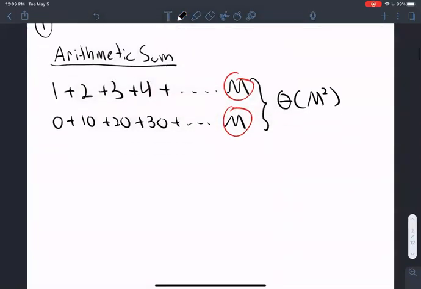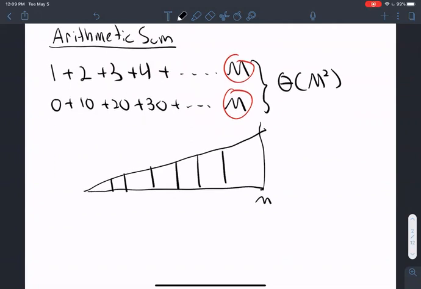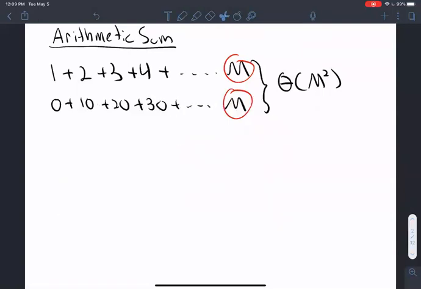The reason you square it is, if you think about it geometrically, you're making a triangle where it's 1 here, and then 2, 3, 4, 5, 6, and so on until you get to m. And you want more or less the area of the whole thing. That's the geometric approach, or there's a literal formula you can use. But you don't need to know how to get that. You just need to know that that is what it is.